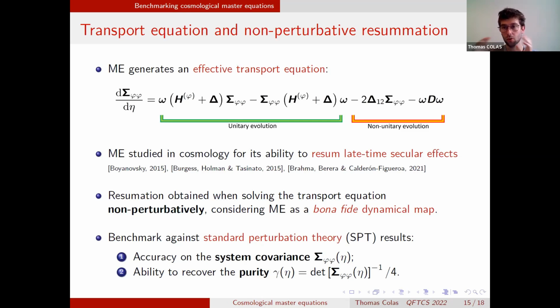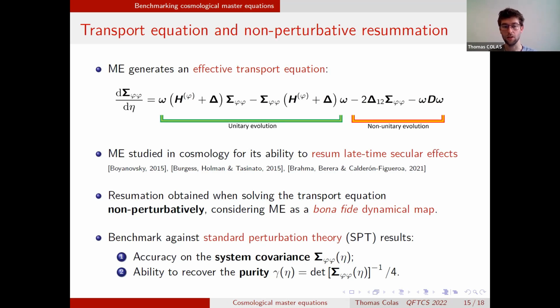So now that we have solved our problem using the master equation, it's time to benchmark it. And if we want to benchmark it, we need to compare it with some other techniques. So we decided to compare it with standard perturbation theory, which is just the expansion at a given order of the coupling constant between the system and the environment of the exact results.